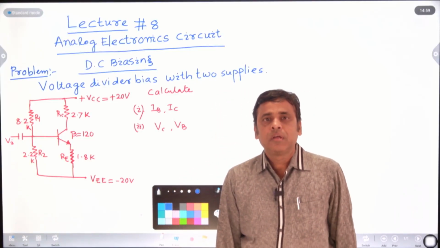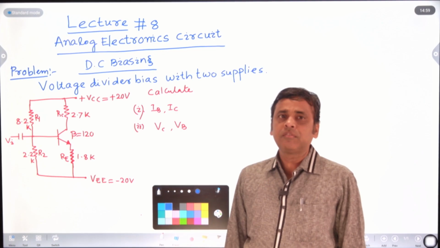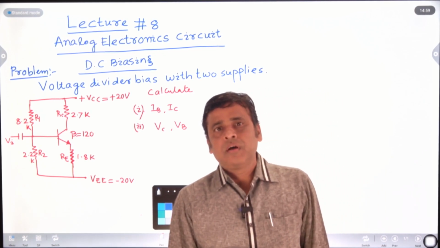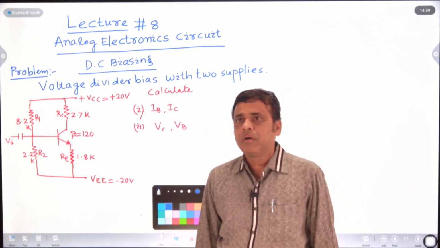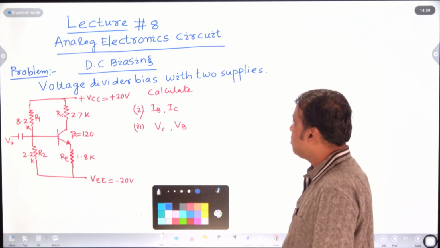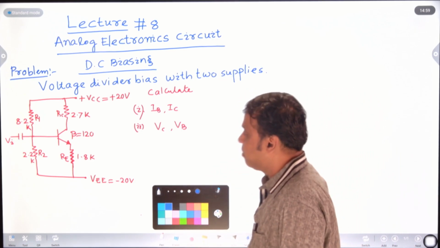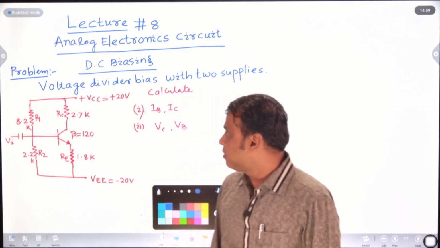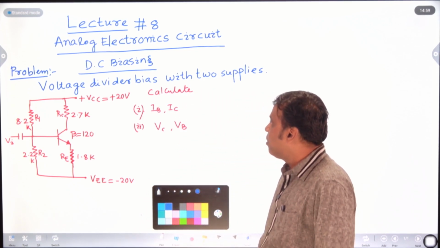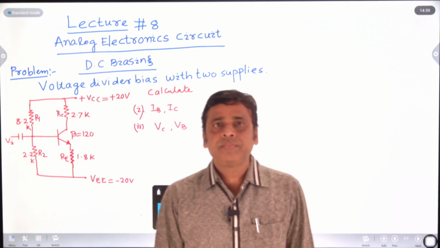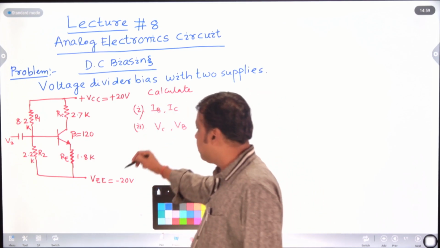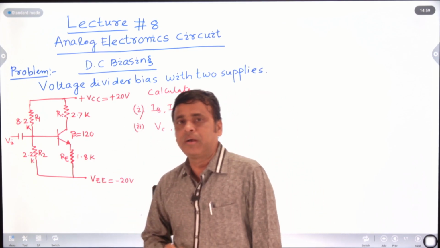Hello students. Today we are going to discuss voltage divider biasing with two supplies. In previous classes we discussed how to solve numericals on DC biasing of BJT, bipolar junction transistors. Already I told you, in emitter bias with two supplies, both VCC and VE given, how to find out the DC current and DC voltages.